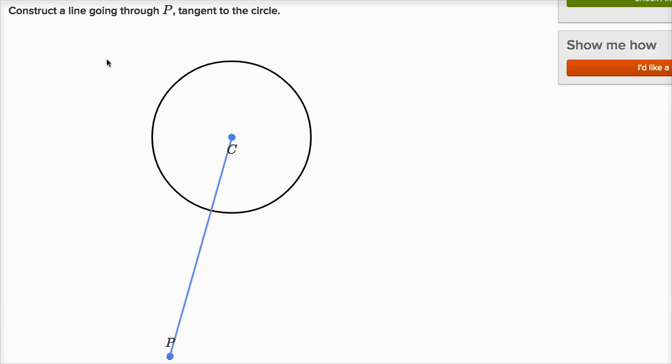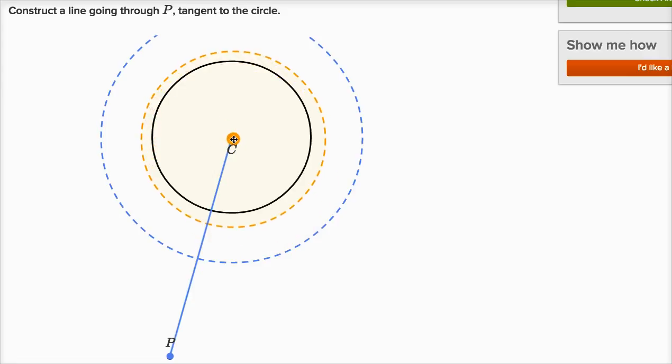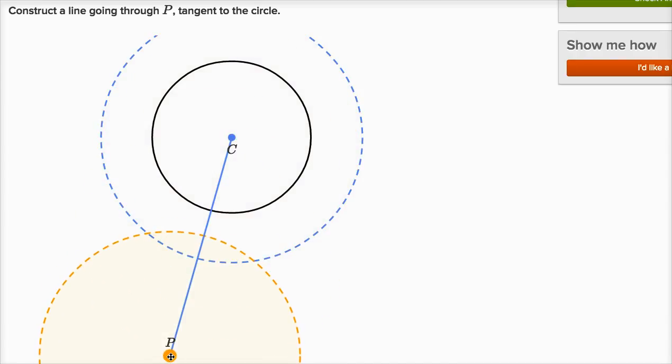And to do that, what I'm going to do is construct two circles. I'll just make them a little bit larger. So one centered at C. I'll make it reasonably large, maybe that big. And then I'm going to construct another circle of the same radius as that large one that I just constructed. So it's that same radius, but I'm now going to center it at P.